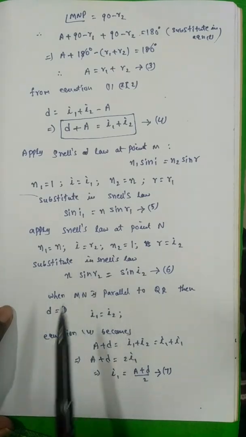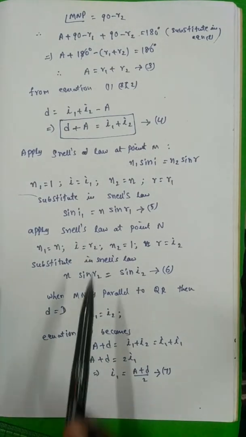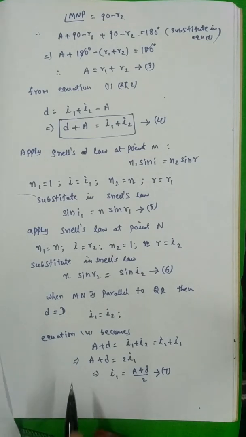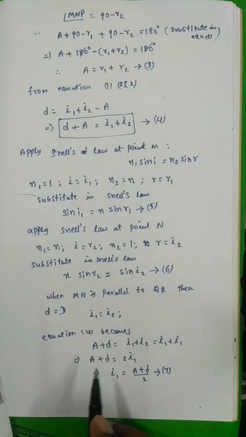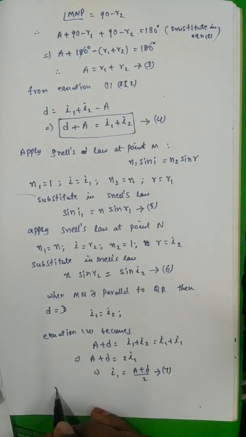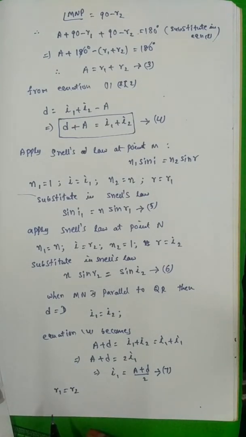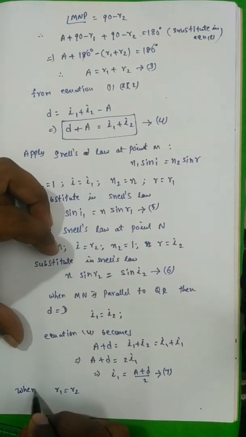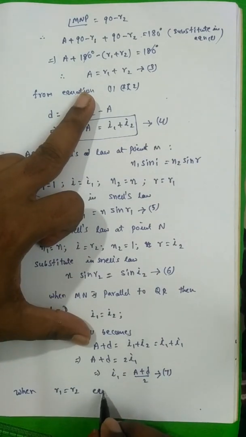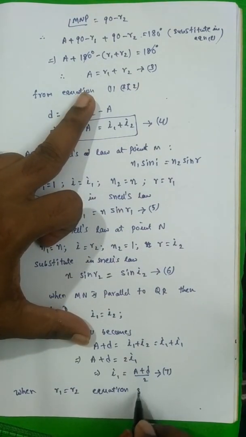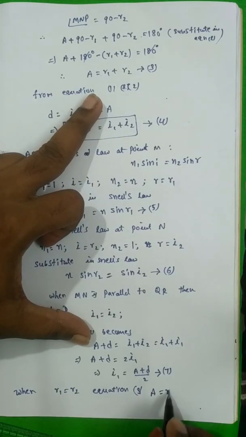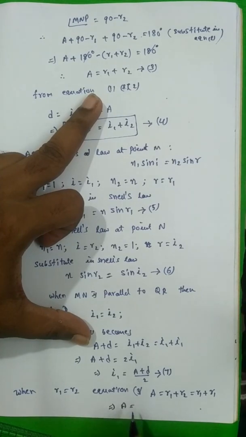In this equation we got I1, and we have to calculate the R1 value. We know that whenever the angle of incidence equals the angle of emergence, the angle of refraction R1 is also equal to R2. When R1 equals R2, equation 3 can be written as a equals R1 plus R2, that equals R1 plus R1. That implies a equals 2R1, so R1 equals a by 2. This is equation number 8.